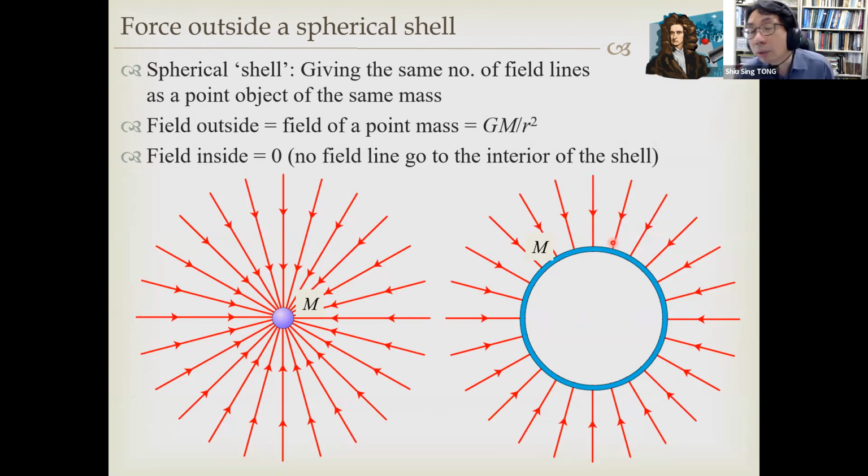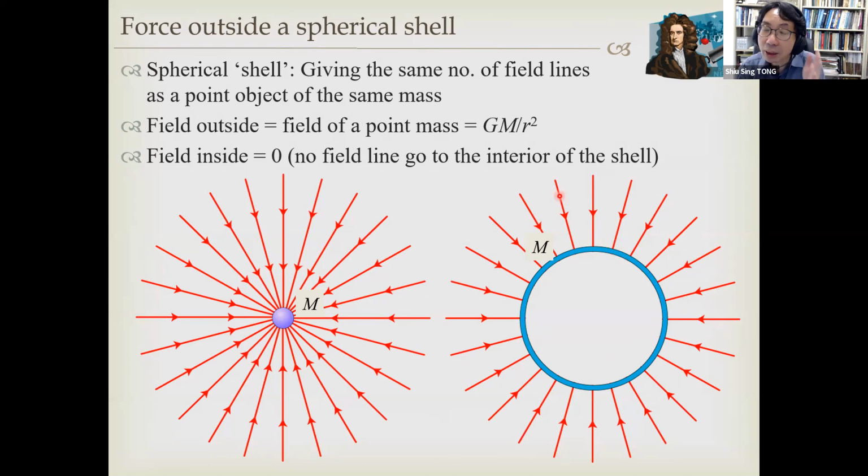So where does the field line go? The field line must be on the outside. It must come from the outside, and all the field lines must terminate on the shell, just like here. Because the mass of the shell and the point mass are the same, I expect the same number of field lines coming from infinity to terminate on this shell, right?